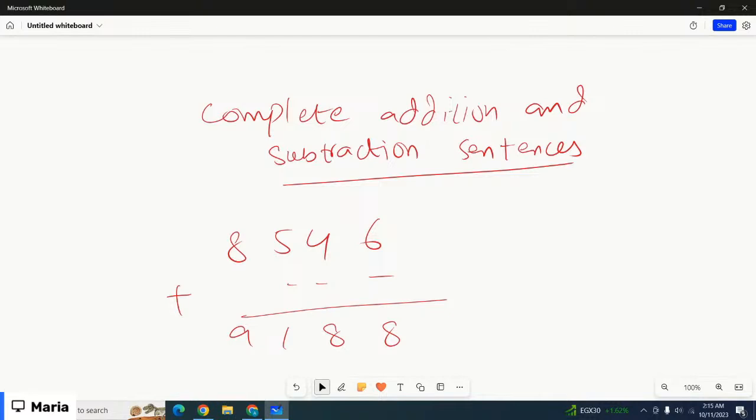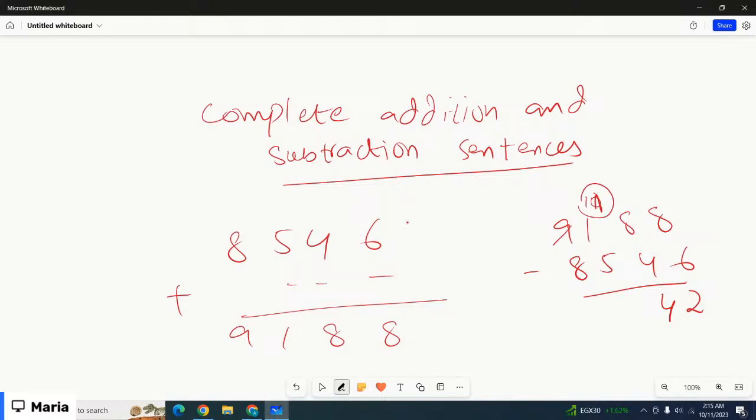How do you find the other number? You need to subtract the given number out of the sum, right? You have to do 9188 minus 8546. You have to use the subtraction fact, right? So you can subtract to find the answer. So 8 take away 6 is 2, 8 take away 4 is 4. You cannot subtract 5 out of 1, so you need to borrow 1. That would be 11. And here you have 8. 11 take away 5 is 6, and 8 take away 8 is 0.